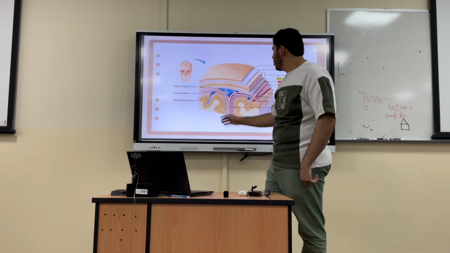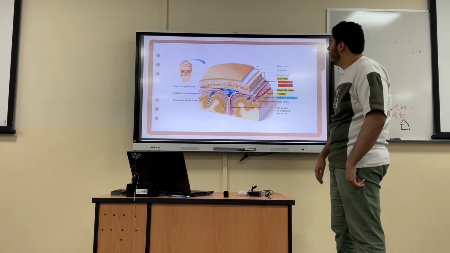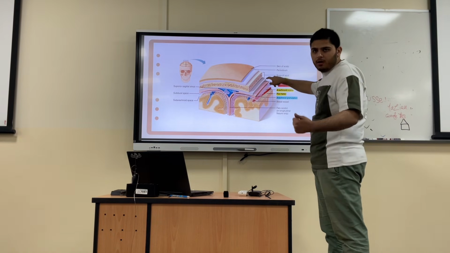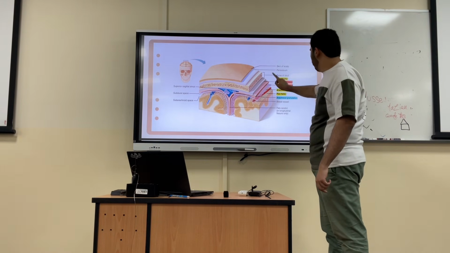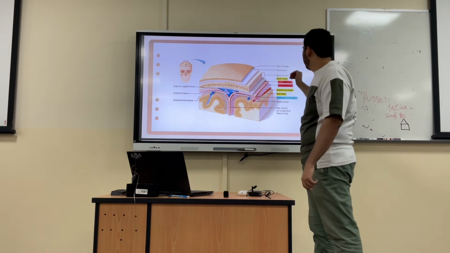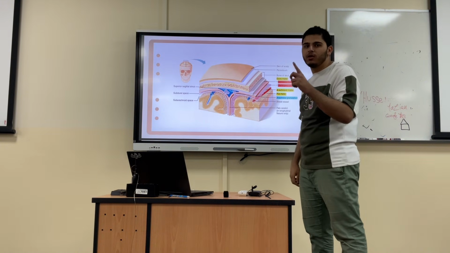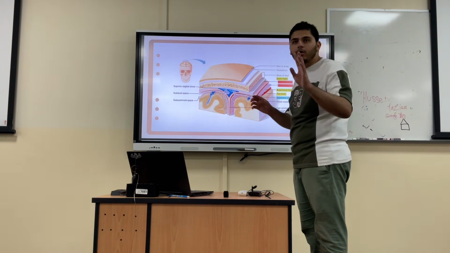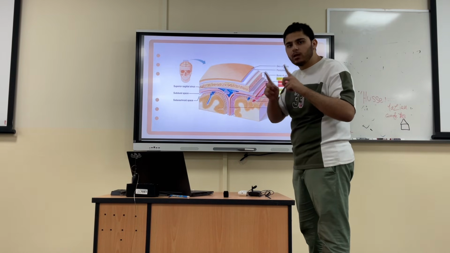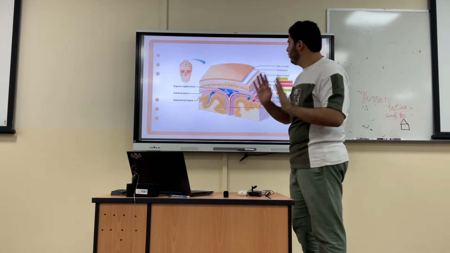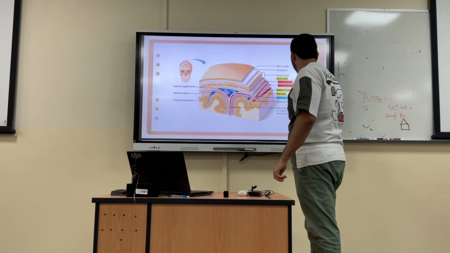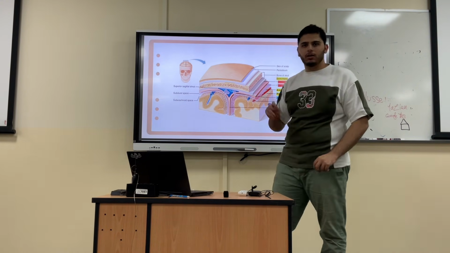And here is a section of the brain, of the skull, sorry. Here we have the bone of the skull. Here we have the meninges: dura mater, arachnoid mater, pia mater, periosteal layer, meningeal layer. The periosteal layer is not found in the spinal cord, memorize it. It's found only in the brain. And the meningeal layer, this is arachnoid mater, pia mater.